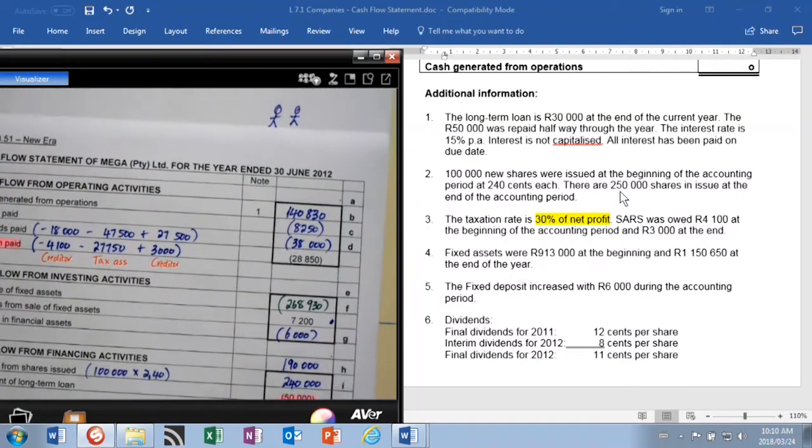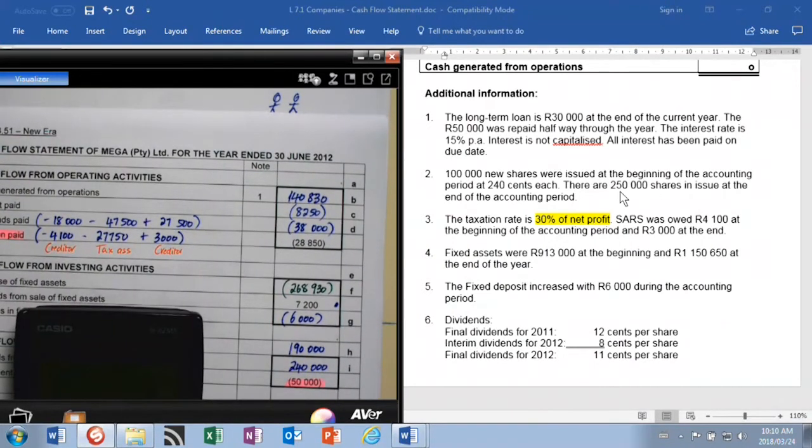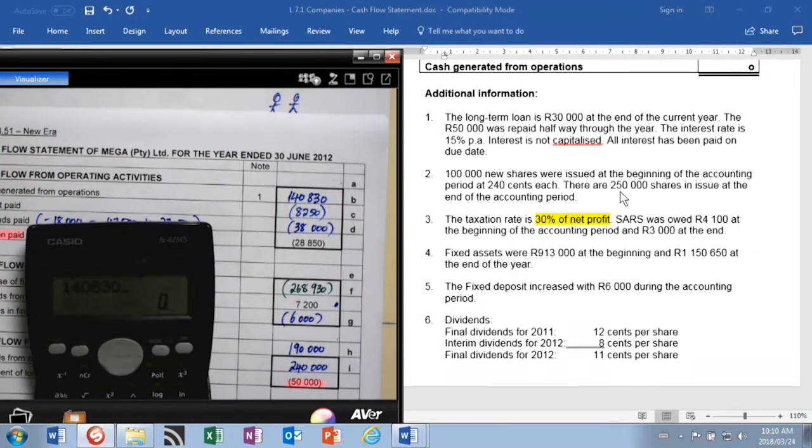Okay, now we can just finish off. And we can say 140,830 there, minus 8,250, minus 38,000, minus 28,850. That gives us 65,730.